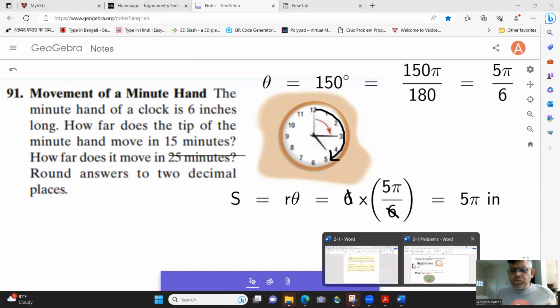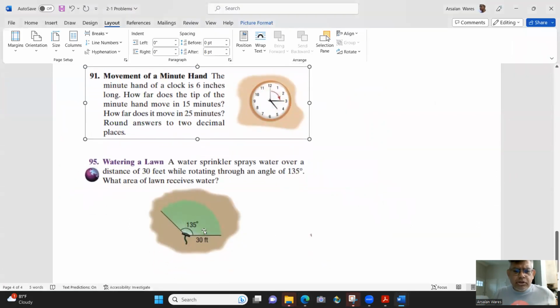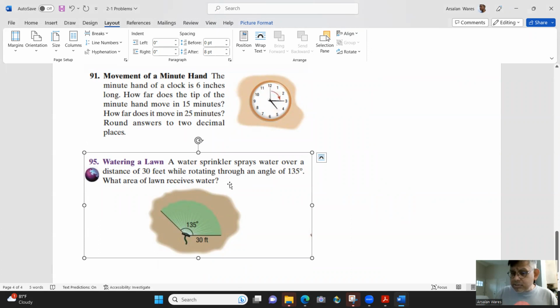So I won't do this problem, but it's also a problem from your book. Same thing. It's a very nice example here. They're saying you have a sprinkler system and this angle is 135. What is the area of the lawn that's being covered? It's very, very similar. You probably want to try it. It's in your book. It's 2.1, number 95.